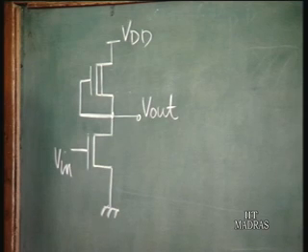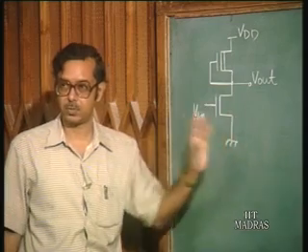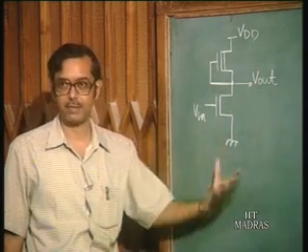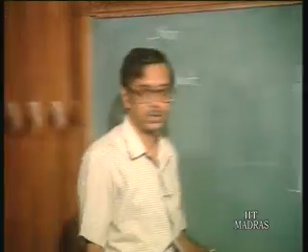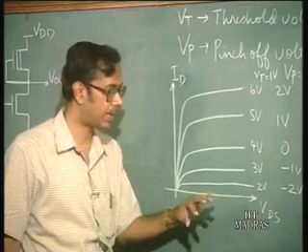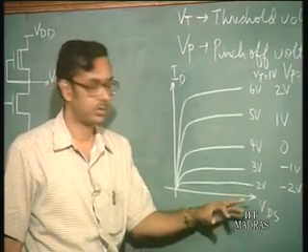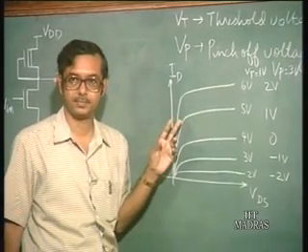All right, so this gate and source is shorted. Now we shall again try to do what we have been doing graphically, that is, obtain the input-output characteristics. So here we come back again to the characteristics. Now we have to draw the load line.